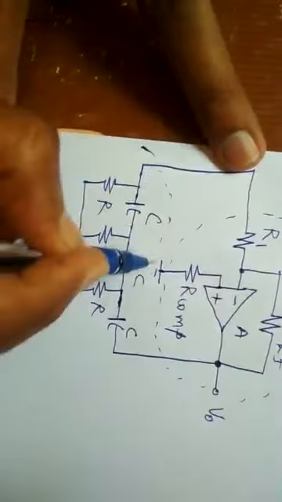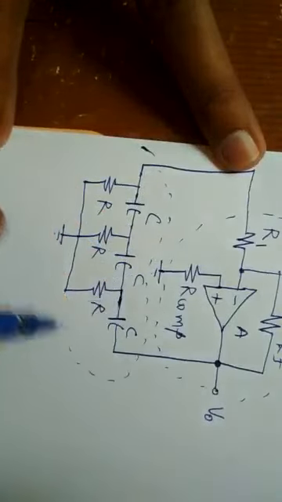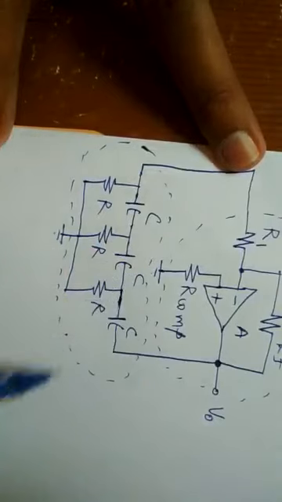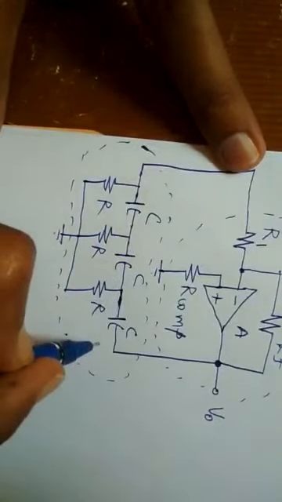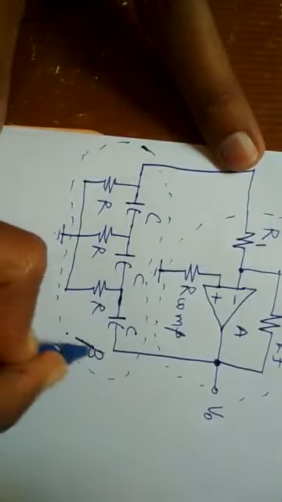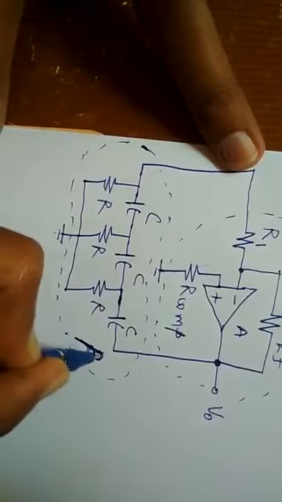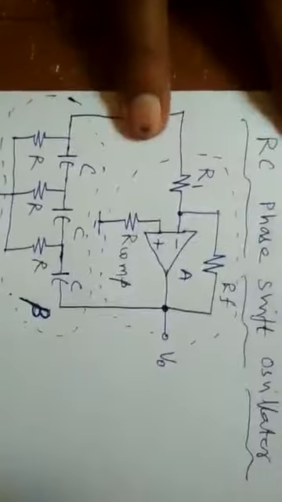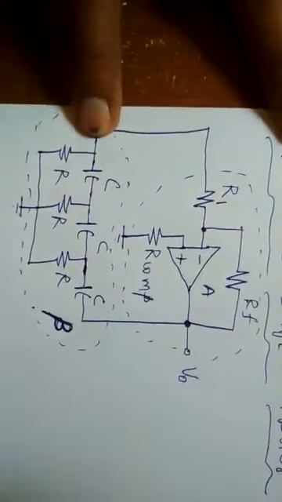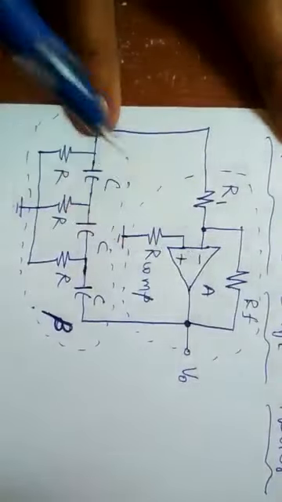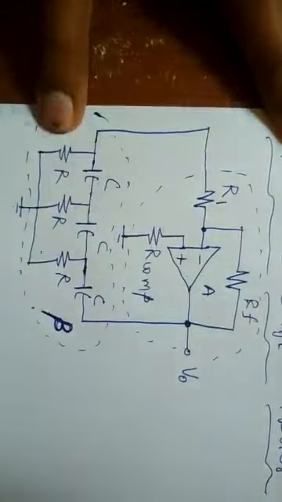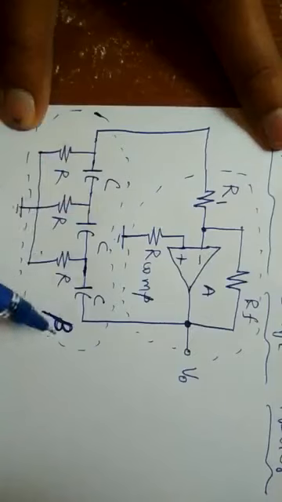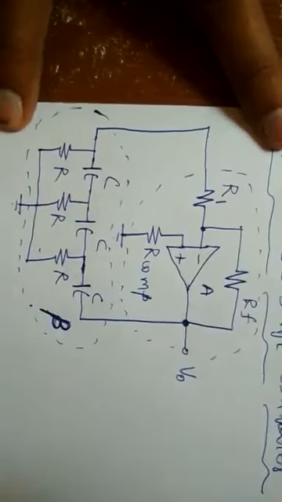And secondly, I am also separating this with the help of a dotted line. So this network is called the feedback network with a gain beta. So the network is ready. For the forward path, we have the amplifier, operational amplifier with gain A, and for the feedback path, we have the 3 RC pair network with the gain beta.